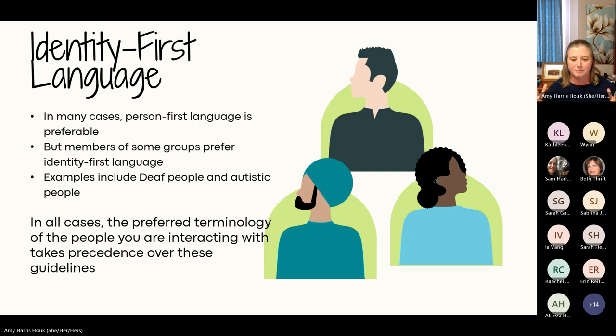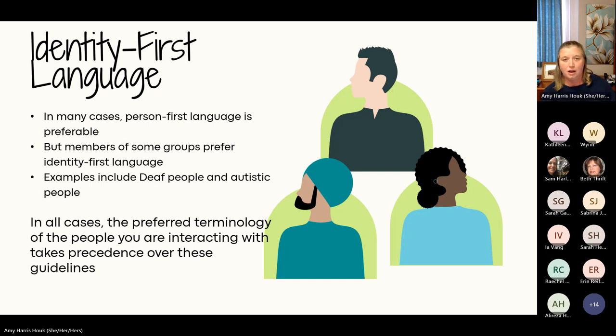Their livelihood, their personality, their humanity is inextricably connected to their deafness. So they prefer to use the construction deaf people. Autistic people, similarly. People with autism tend to prefer the term autistic people to people with autism. Because it says that this is a part of them that cannot be separated from their, you know, personness, I guess.